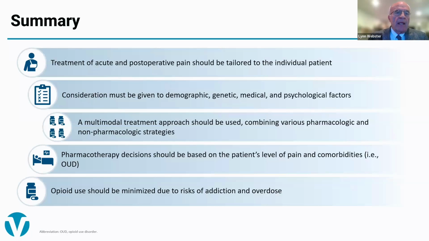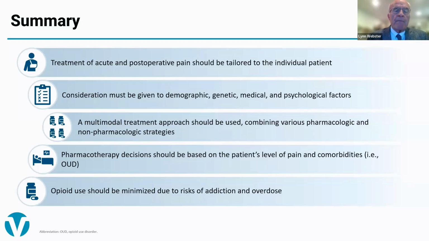So in summary, treatment of acute and postoperative pain should be tailored to the individual. Everybody's going to experience the same level of pain differently. That is, the stimulus of pain for one individual is not the same as for another individual. That is because of our behavioral experience, our lifetime experience, because of our psychological makeup, but also our genetic makeup. So we respond differently to different types of pain, different levels of pain, and to the analgesics that are provided. And that can be genetically driven as well.